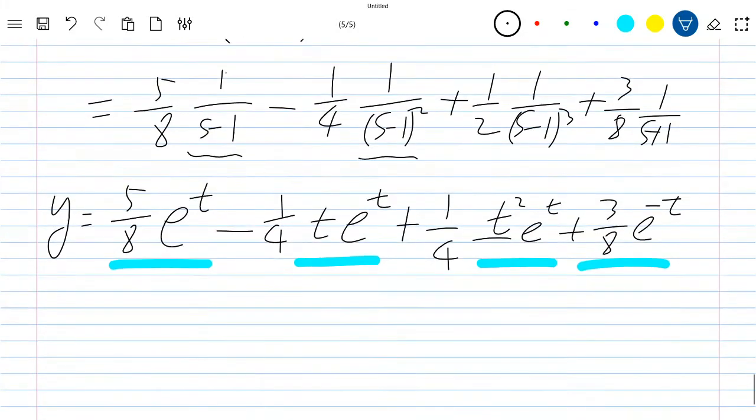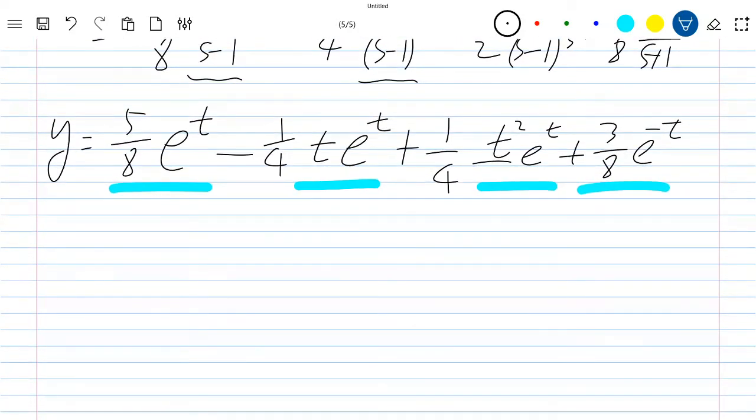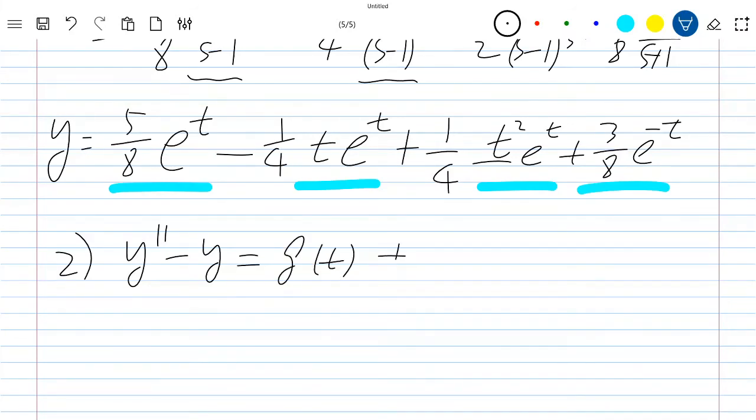Now let's do one more problem to finalize the review. This time we will have a delta function and a step function.